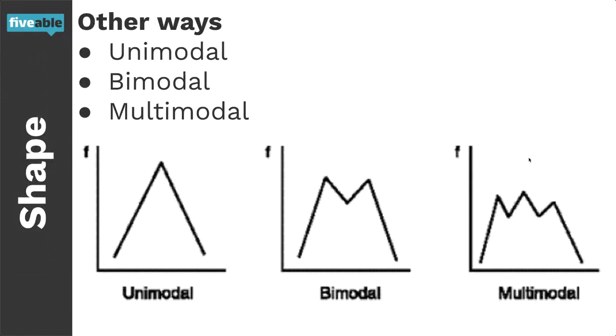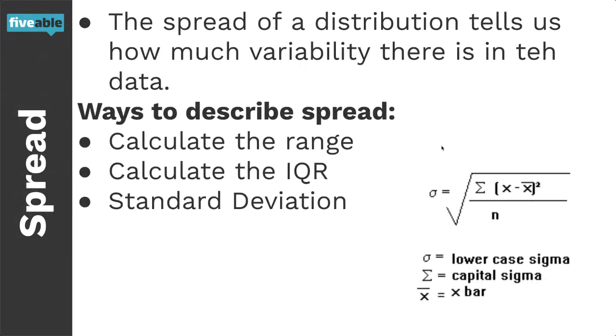Other ways to describe shape. Unimodal just means one peak. Bimodal means two peaks. And anything above bimodal we call multimodal, so it's got a lot of different peaks. Spread. The last S of CUSS is called spread. The spread of a distribution tells us how much variability there is in the data. Got to work on that typo. So spread tells us where the data is in relationship to the other data.